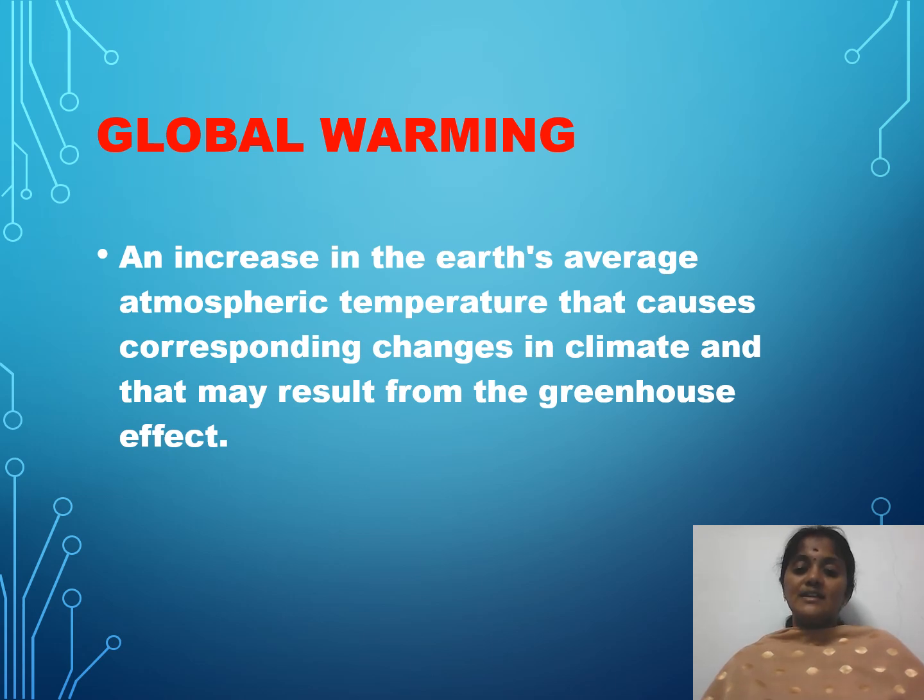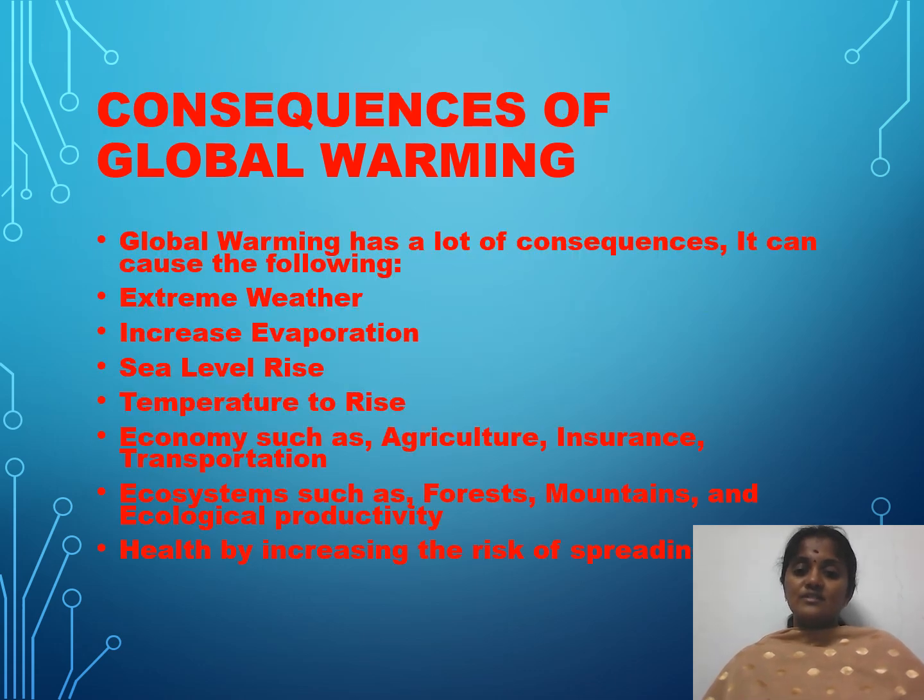Global warming is an increase in the Earth's average atmospheric temperature that causes corresponding changes in climate that may result from the greenhouse effect. The consequences of global warming are serious. It can cause extreme weather, increase in evaporation, sea level rise, and temperature rise. Economies such as agriculture, insurance, and transportation are also affected. Ecosystems such as forests, mountains, and ecological productivity are also affected. Health is also affected by an increased risk of spreading diseases because of increasing heat.